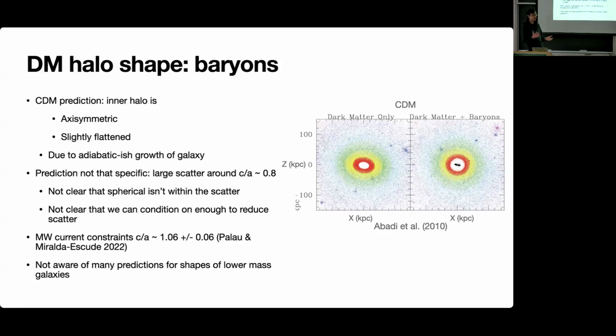And it's not clear to me that we can condition on enough other variables, like if we knew enough about the galaxy that we could reduce that scatter by conditioning on other observables. So I'm not sure that the shape is in the end going to teach us much about dark matter physics. Current Milky Way constraints measure the shape of the inner halo to be pretty close to spherical. I think at least in the inner halo, we can do a pretty good job to uncontroversially measure the shape. But this seems consistent with CDM. It's also consistent with SIDM. So it's basically consistent with anything. I don't know that many predictions for low mass galaxy shapes, but maybe there's something possible there. I don't think it's something that people have looked at very much. But again, I think the shape is a very rough hammer. So again, the baryons are kind of messing things up.